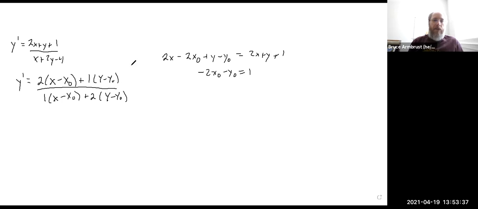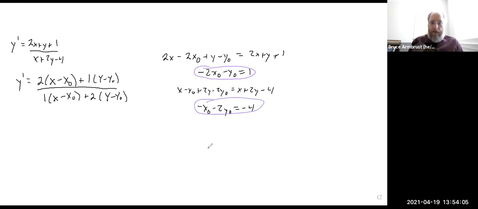So we know that minus 2x naught minus y naught has to equal 1. And then do the same thing on the bottom. You're going to get x minus x naught plus 2y minus 2y naught. So that's minus x naught minus 2y naught equals minus 4. So we got ourselves a system.